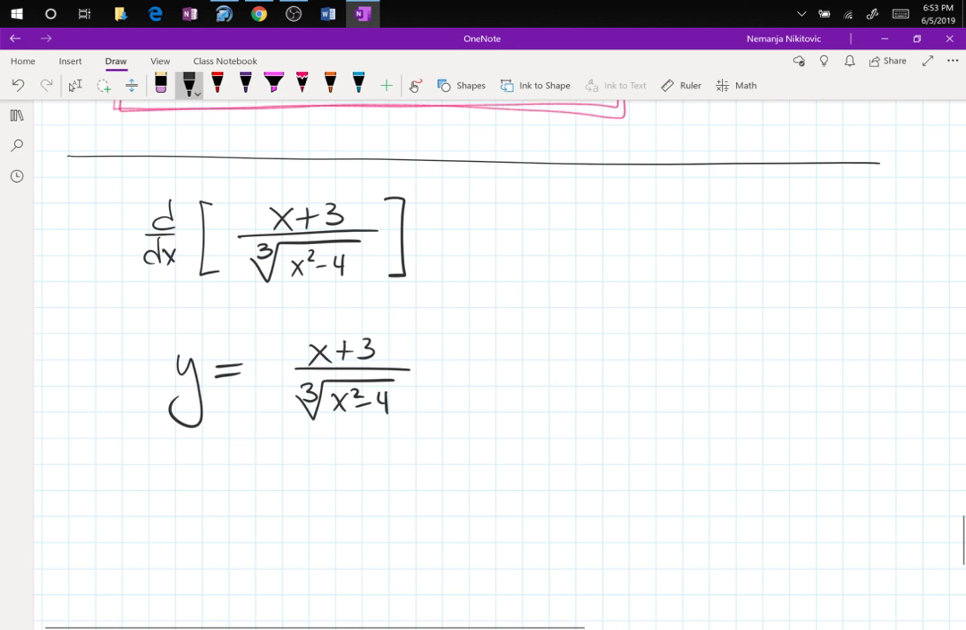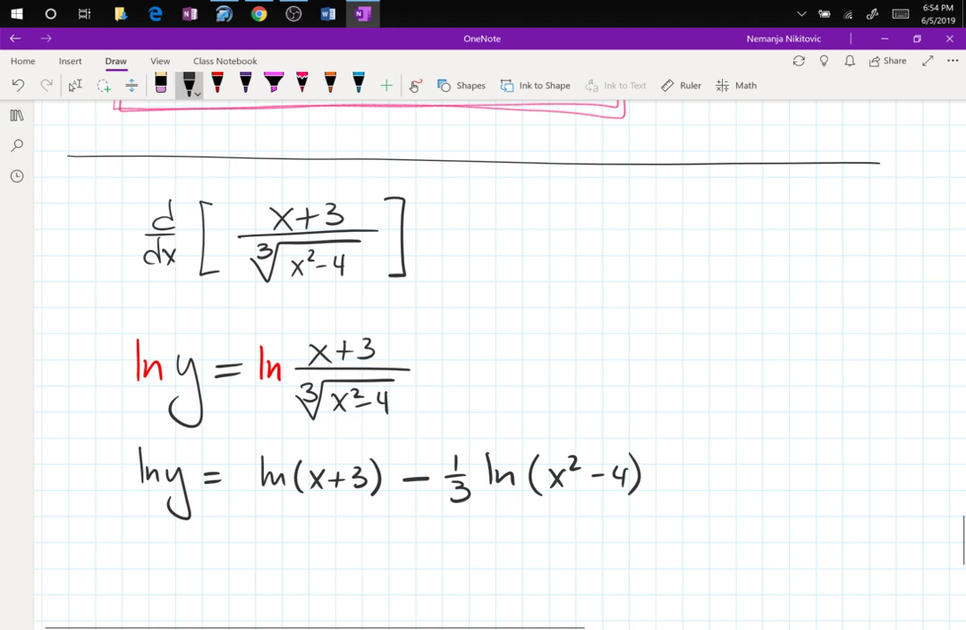So you are defining what you're looking for as y. And now you insert ln on both sides. On the left hand side you have ln y. On the right hand side you have ln of x plus 3 minus, because now you have division, 1/3 in front of ln, because that's the exponent.